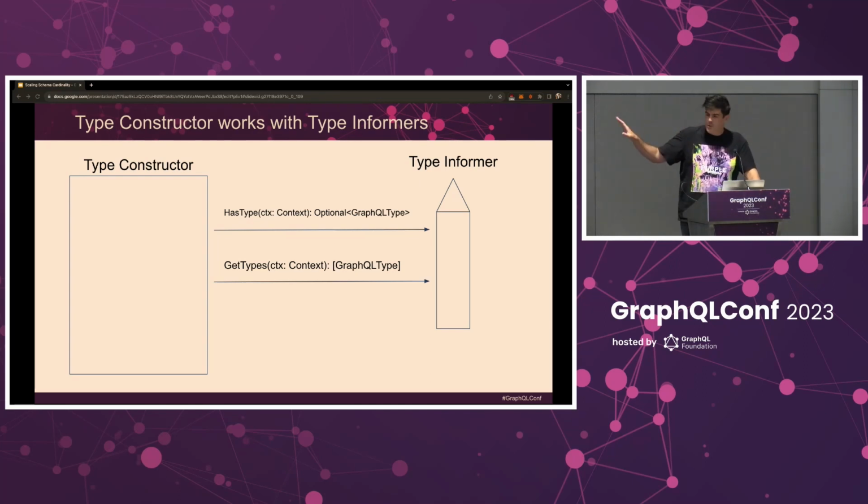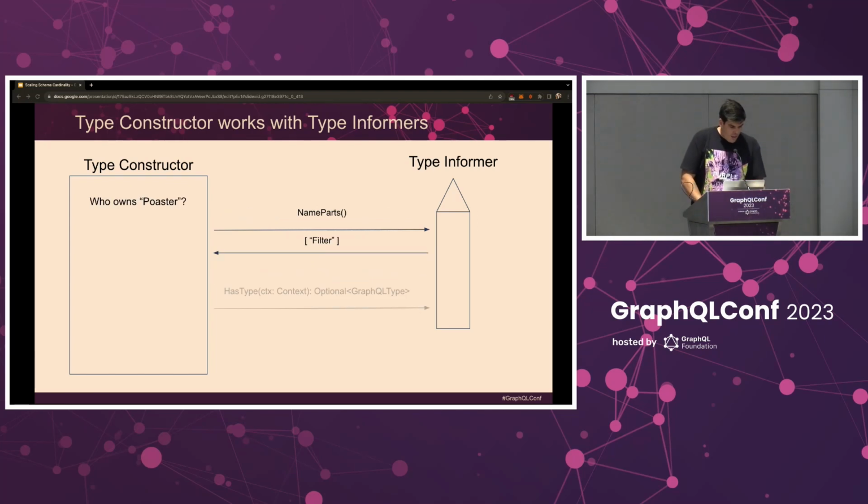So those two methods should exist for every type informer. You can even get a little bit more efficient. It can be a little bit expensive to say, okay, do you own the poster filter type? And it'll say no. How about you, type informer? Do you own it? Okay, yes, I do.